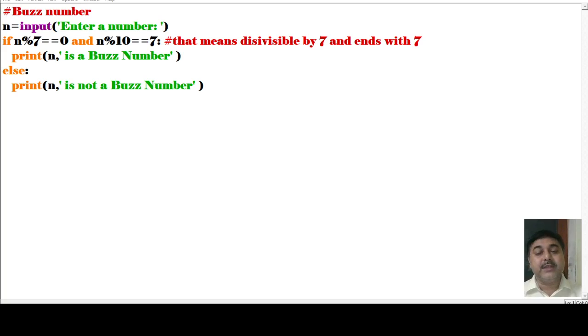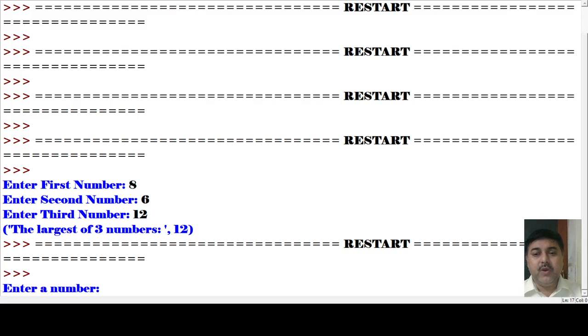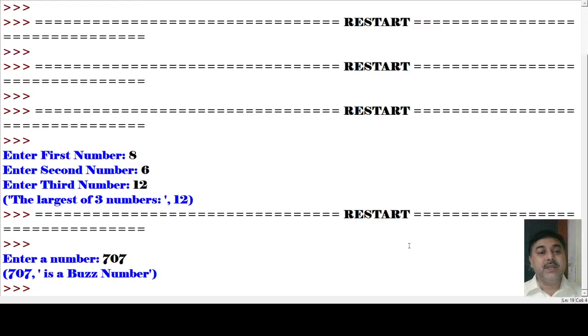Checking has been done, and as per the checking we can see whether the number is a bus number or not. So let us see what output we are going to have. Now from here you have to give some input. Suppose I am giving here 707. So enter. 707 is a bus number, because if it is divided by 7, the remainder will be 0, and if divided by 10, the remainder will be 7, isn't it?